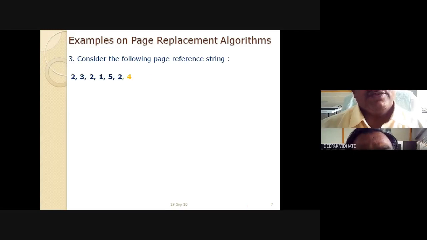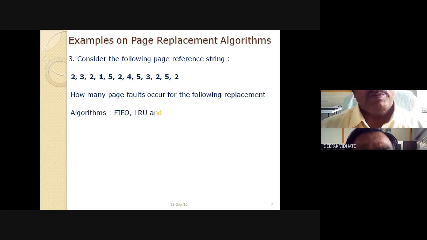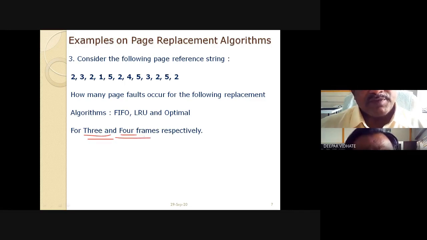Consider the following page reference string: 2 3 2 1 5 2 4 5 3 2 and 5 2. How many page faults occur for the following replacement algorithms: FIFO, LRU and optimal? But see here, what is the difference? For 3 frames and for 4 frames respectively.